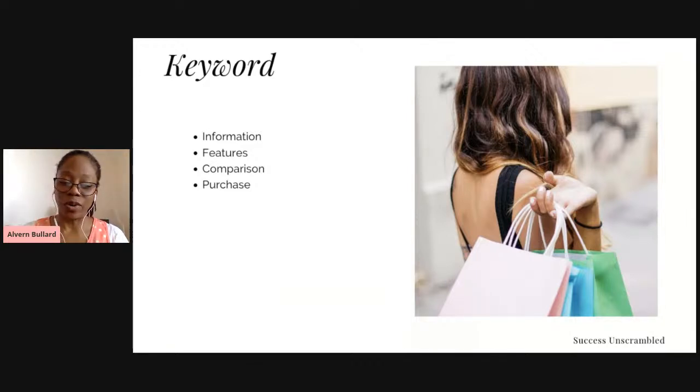So if you're going to write a cookie dough recipe, you can't just optimize for cookie dough, because cookie dough isn't sufficient to get you the rankings that you want. It's just too broad. You need to be more specific as to what you're offering that particular user.